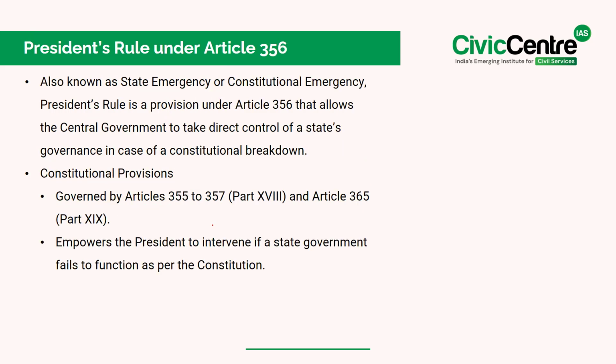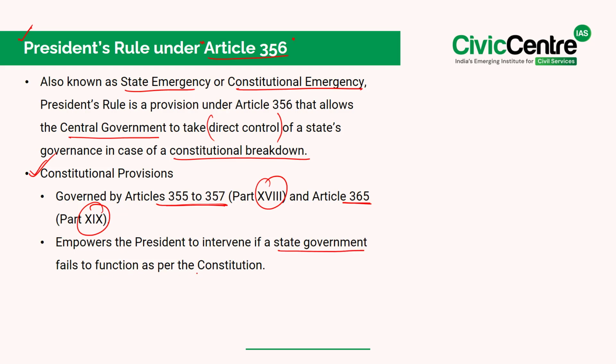And now, let's briefly discuss the President's rule under Article 356, which is also known as the state emergency or the constitutional emergency, allowing the central government to take direct control of a state's governance in case of a constitutional breakdown in that state. Now, the legal framework for the President's rule is laid down in Articles 355 to 357, which come under Part 18, and also Article 365, which comes under Part 19. And this authorizes the President to intervene when a state is unable to function as per the Constitution.